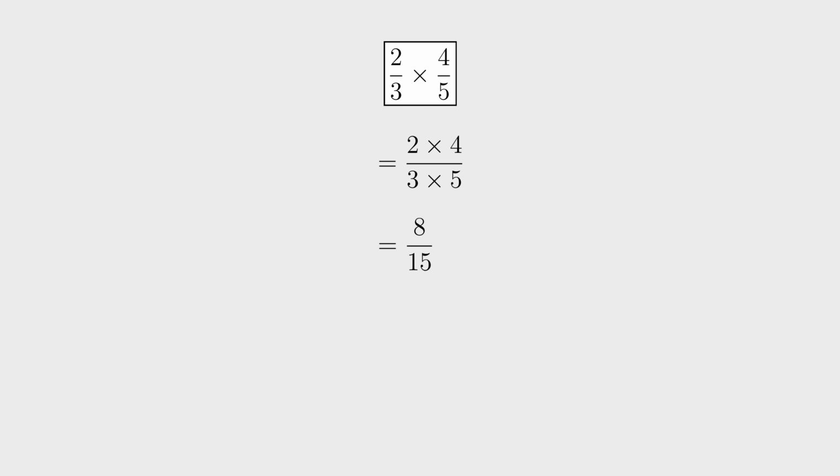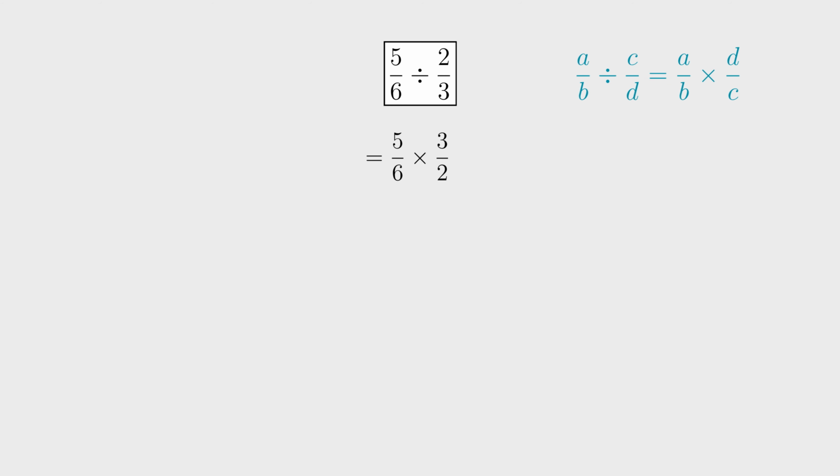Question 2. 2/3 multiplied by 4/5. Multiply the numerators by each other and multiply the denominators by each other. 2 times 4 is 8 and 3 times 5 is 15. Now, is 8 over 15 in its simplest form? Yes, it is. So it's your final answer.